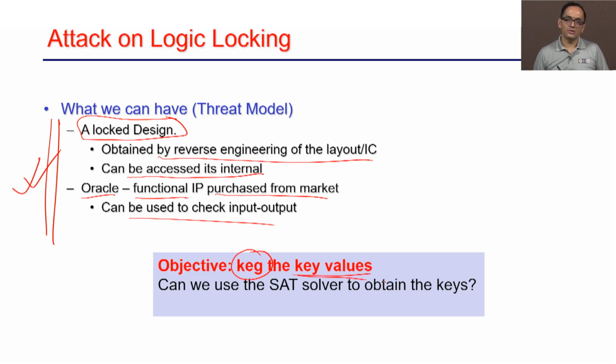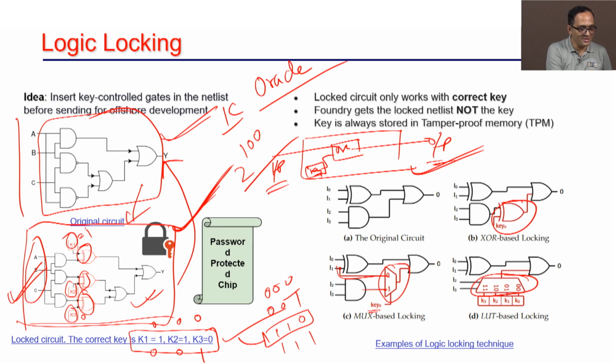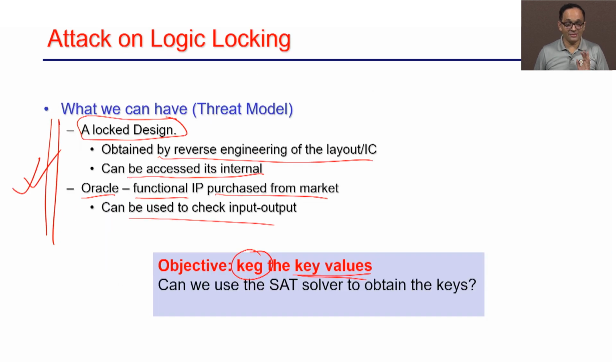If he can identify them, then what will happen? He can just assign these values to the keys, and this circuit will work exactly as the original circuit. Then they use it in the black market for IP piracy, overbuilding and all other problems. So that is the attacker's goal: they want to get the key values.